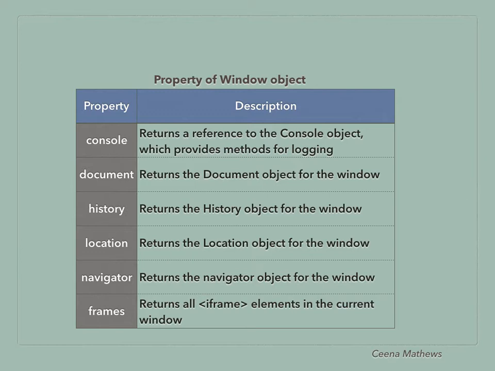History returns the history object for the window. Location returns the location object for the window. Navigator returns the navigator object for the window. And frames will return all iframe elements in the current window, if there are multiple frames in a browser window, and those elements will be returned in the frames.